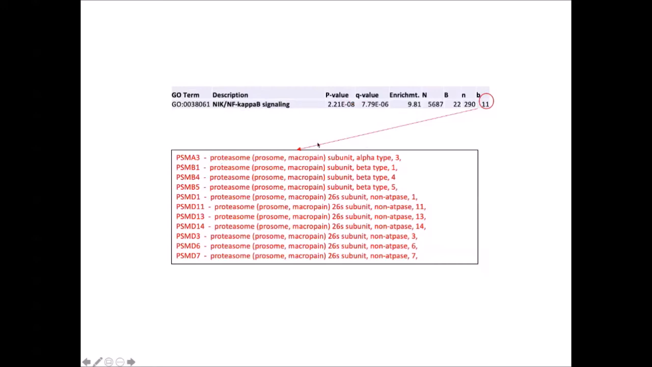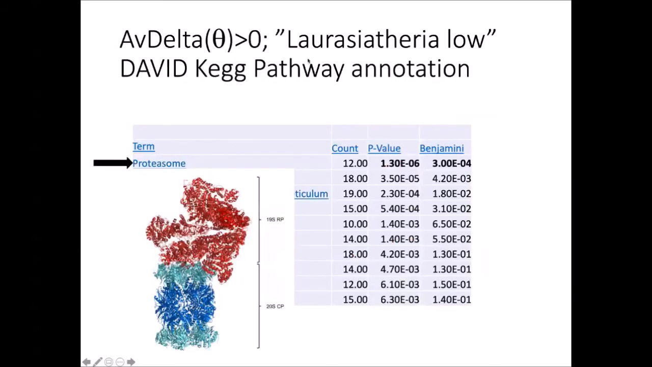And we can also get the same result if we use DAVID KEGG pathway annotation. The highest enrichment you find is in the proteasome. So that's, of course, a head scratcher, because invasiveness and the proteasome have not been connected yet.